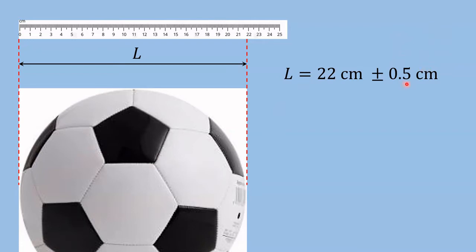And the units are the same as the units of the quantity that you're measuring. So absolute uncertainty has units. Here's another way of writing it. If you don't feel like writing centimeters twice, enclose the best estimate and the uncertainty in parentheses and then put the units on the outside. That's a little easier to look at.